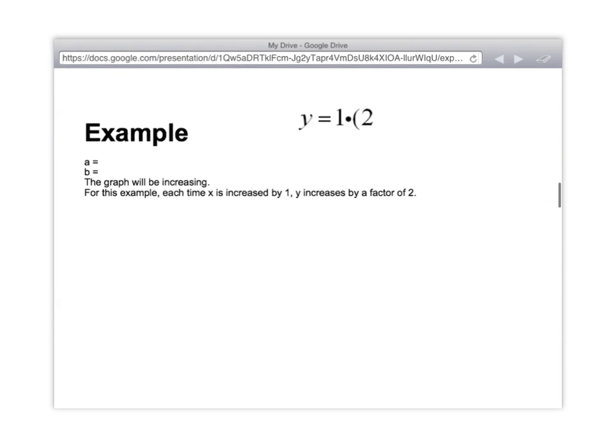Another example: y equals 1 times 2 to the x. In this case, a is 1, it's greater than 0. b is greater than 1. Our graph then is going to be increasing. So each time x is increased by 1, y increases by a factor of 2.